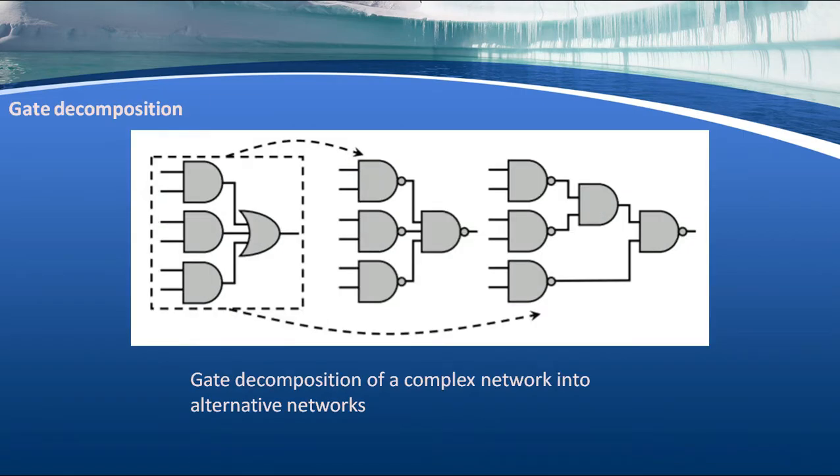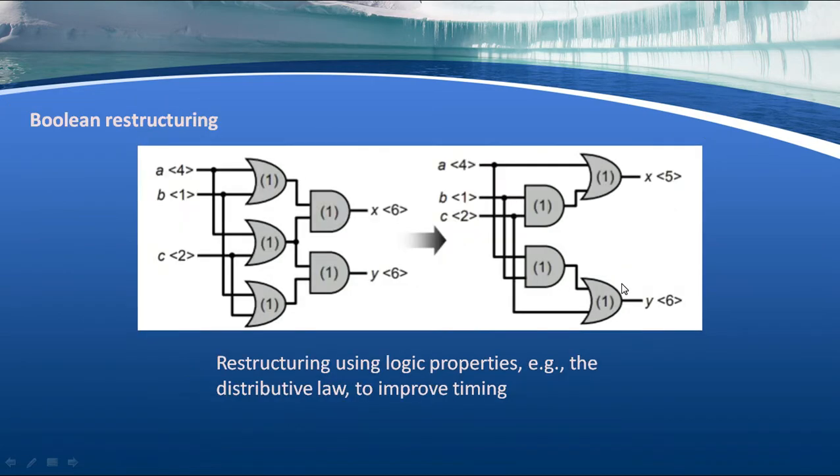Go and calculate. Gate decomposition. This is the actual circuit. We will make a different circuit and decompose it, converting a complex network into an alternate network. Then Boolean restructuring. This is a Boolean structure with its arrival times. We will again restructure this using logic properties, for example the distributive law. These are the laws we are familiar with from digital design, used to improve timing. This is how we improve the timing using Boolean restructuring.